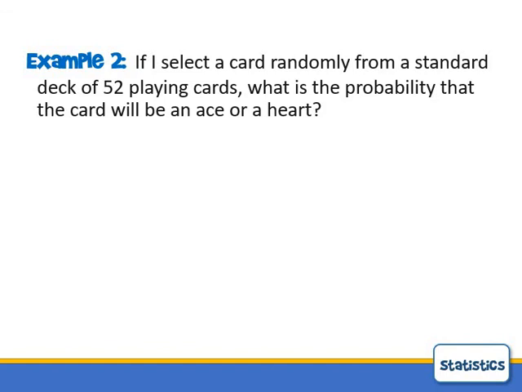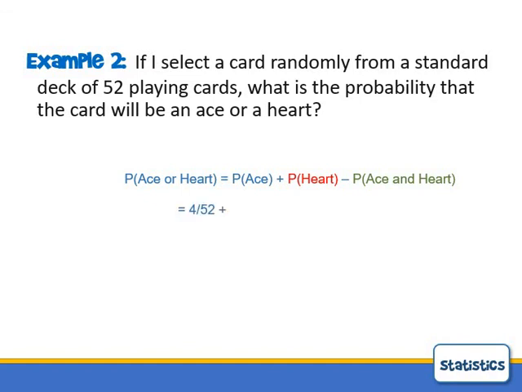So if I select a card randomly from a standard deck of 52 playing cards, what's the probability that the card will be an ace or a heart? Okay. So again, let's start with a verbal and symbolic description here. We want to find the probability that the card selected is an ace or a heart, which by our formula, we would add them together and subtract the intersection. So the probability that we select an ace plus the probability we select a heart minus the probability we select a card that is an ace and a heart.